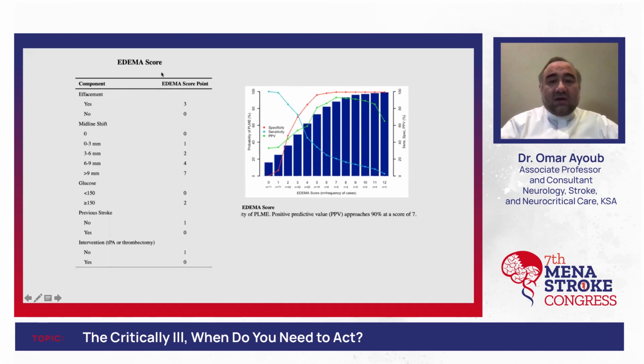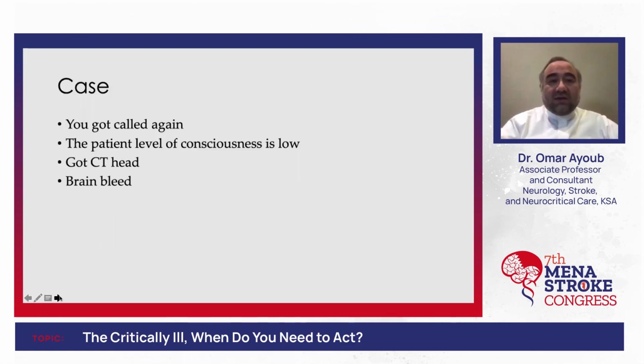This is one of the scores that I like. If there is effacement, if there is midline shift, according to the degree, if there is impairment of glucose prior to stroke, and if there is any intervention or not. And if you have a score of 7 or more, you have a positive predictive value that this patient will develop malignant MCA. So if you were able to recanalize by giving IV TPA or thrombectomy, then well and good. And if not, then you have to think of an early intervention.